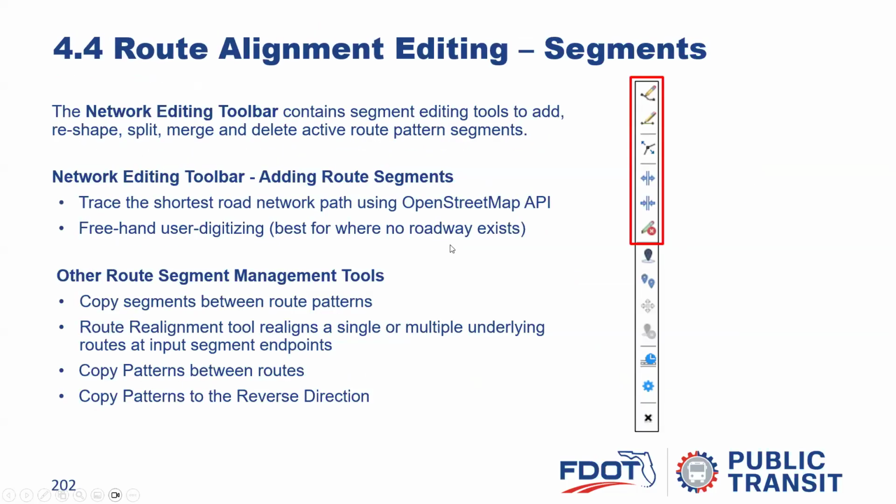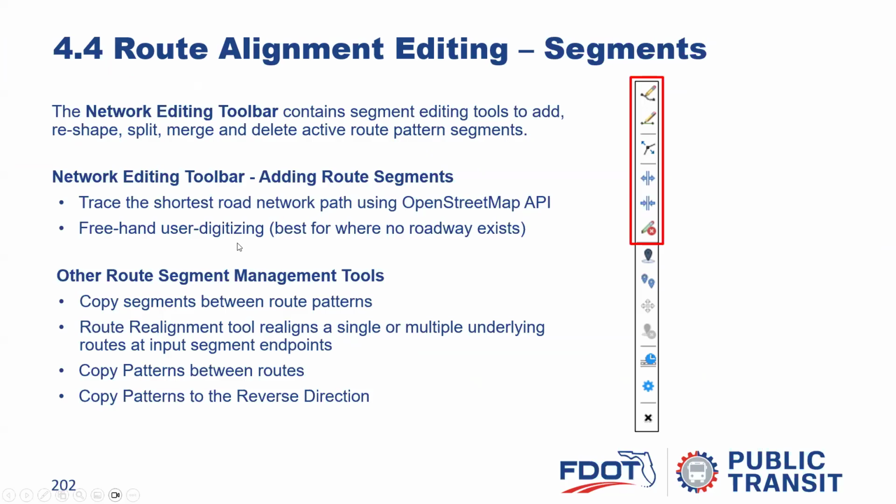All right, so what are some of the tools here for digitizing our service? We have our segments where we can add trace shortest roadway path using the OpenStreetMap API. We'll demonstrate this, but basically you're tracing the road network using an API. So there is no local base network or roadway. It's going out to the internet using OpenStreetMap to use the shortest path between any point you click on the map and where your cursor is, right? So we'll go through all of that.